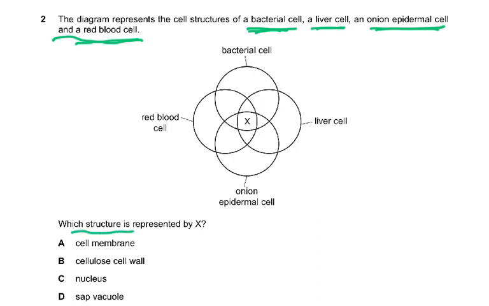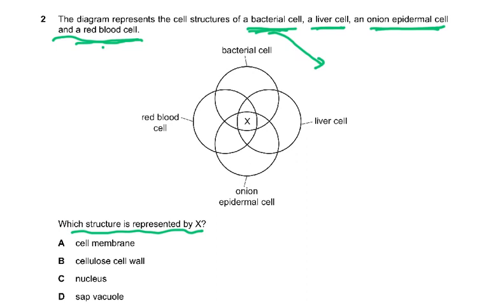Now which structure is represented by X? You see, X contains what? X contains all. Now let's come back to the bacterial cell. Bacteria do not have a nuclear membrane. Liver cells have a nuclear membrane. Onion epidermal cells have a nuclear membrane. Red blood cell does not have a nucleus at all.